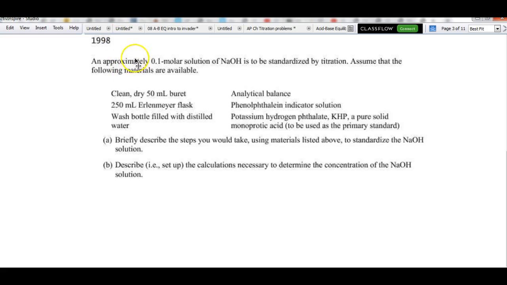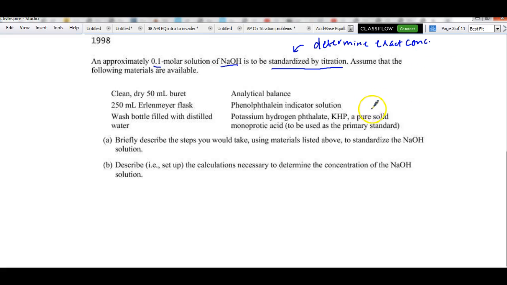So it says approximately a 0.1 molar solution, it's approximate, of NaOH is to be standardized by titration. What does this mean? To standardize it means to determine its exact concentration. That's why it says it's approximately. Assume the following materials are available.